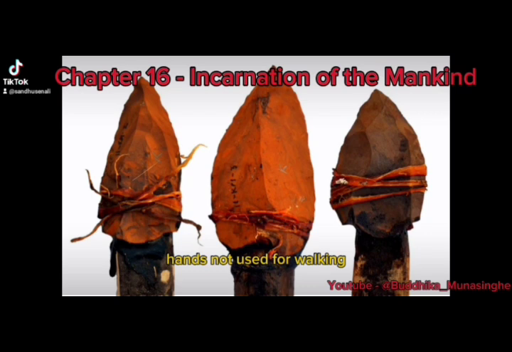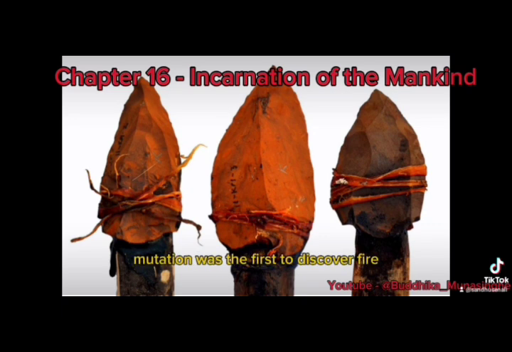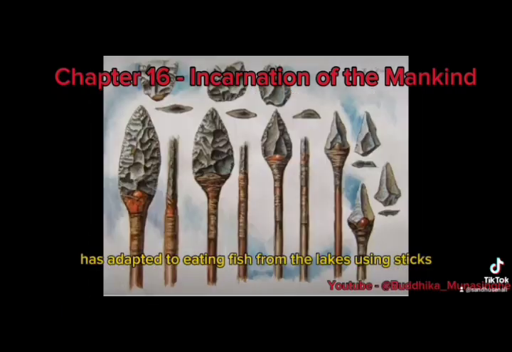Hands not used for walking helped in new inventions, and the human group with the mutation was the first to discover fire. Chimpanzees used pieces of sticks to get termites out, and the new human species has adapted to eating fish from the lakes using sticks. These activities help their brains to develop rapidly. Due to the endocannabinoid system, the concept of relaxation and well being of the body had entered the mind.